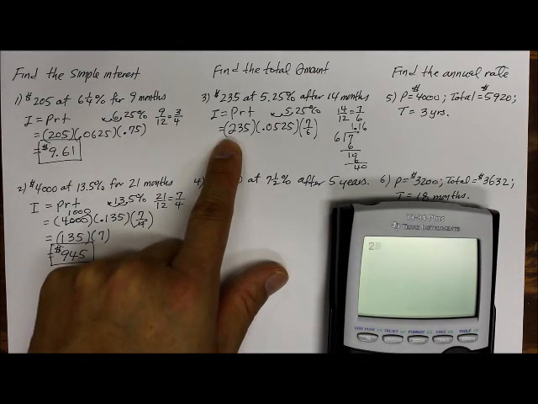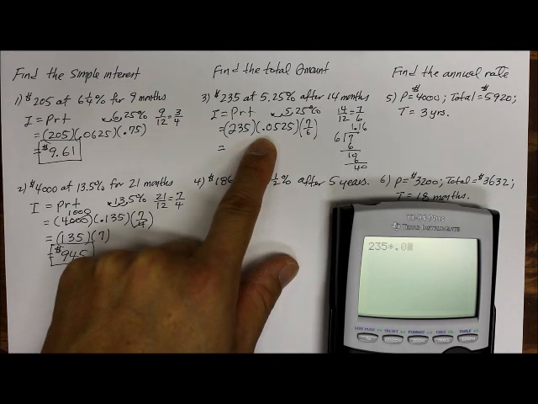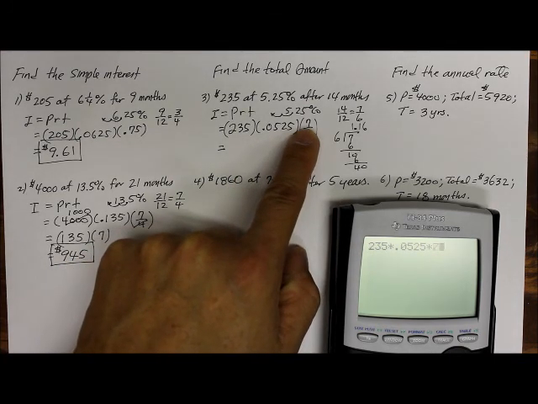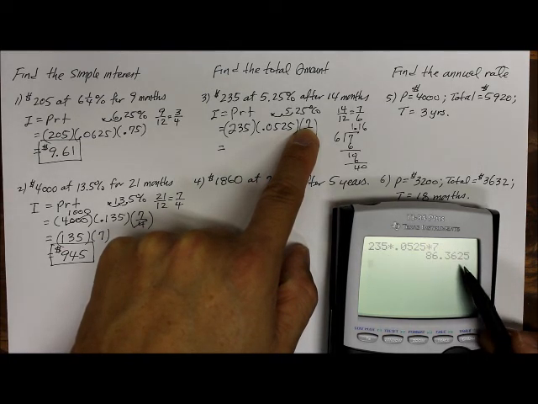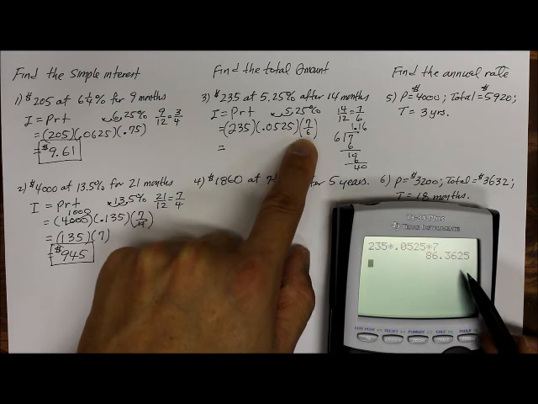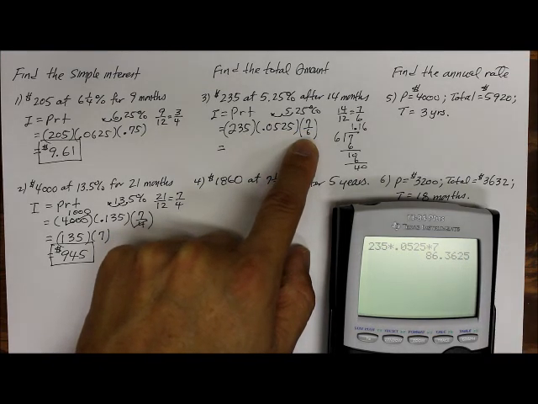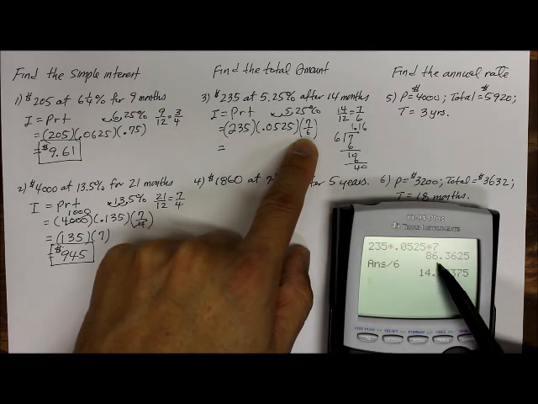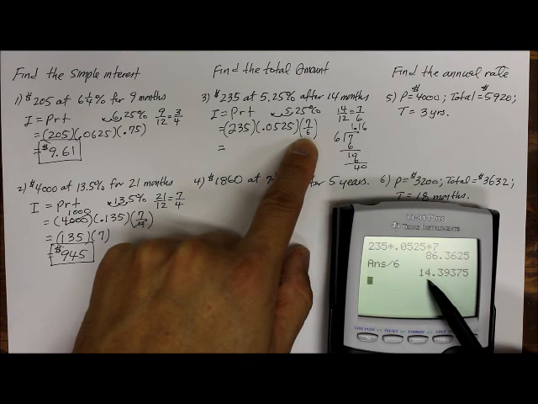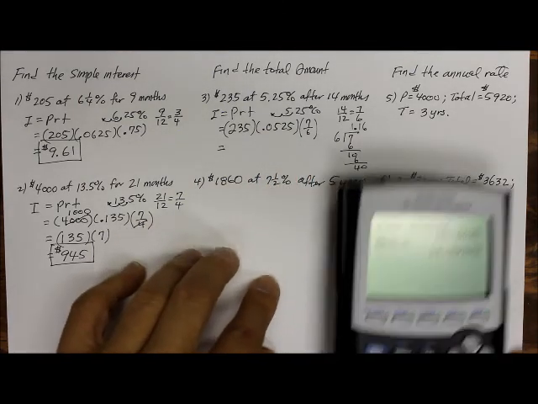So, we have 235 times 0.0525 times 7 only, and I'm going to say equals 86.3625. Now I'm going to divide that by 6. Divide that answer by 6. And it gives me, you thought you were getting $86, huh? No, no, no. You're only getting $14.39.